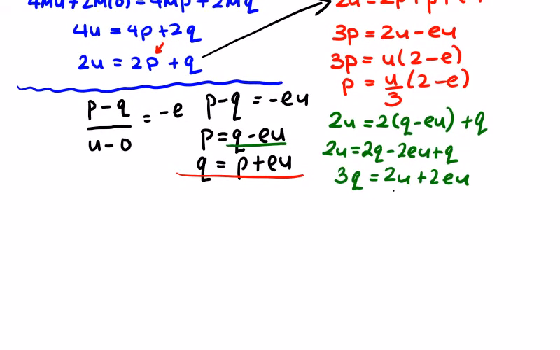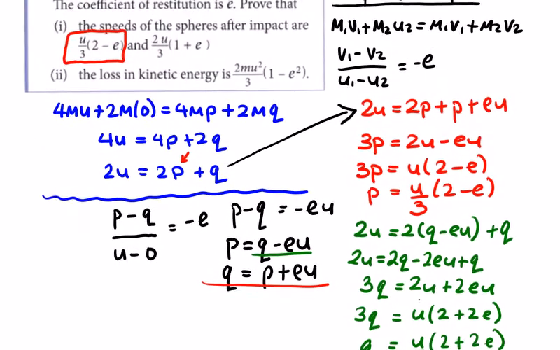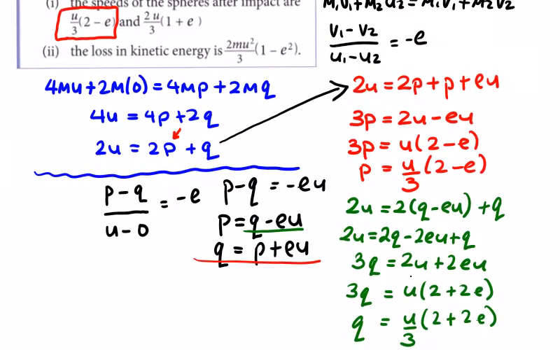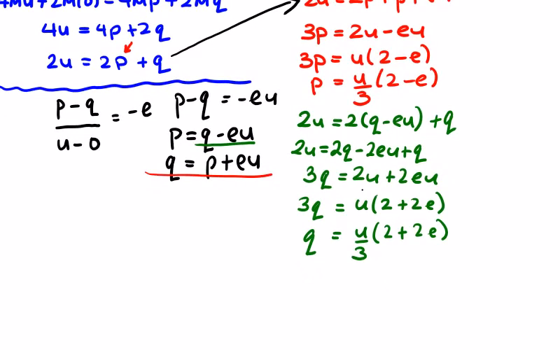So q becomes, well, I'll factor out the u first: u times (2 plus 2e). So q is going to be equal to u over 3 times (2 plus 2e). Oh, we've got 2 over 3. Okay, they factored out the 2 out of the 1 plus e, but these two things are the same. So q is equal to 2u over 3 times (1 plus e) to make it fully simplified.